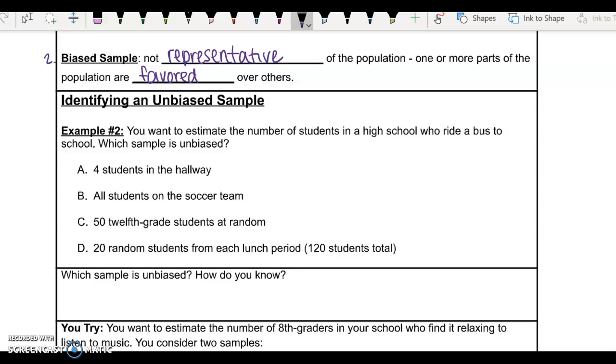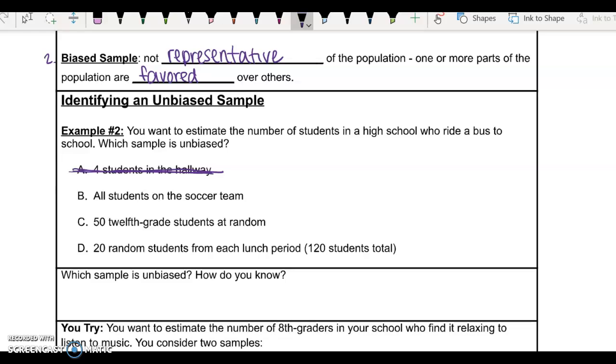It's not A, 4 students in the hallway, because typically when you're in the hallway talking to your friends, your friends or 4 people together all have something in common. I know at Park Hill South, their hallways are kind of divided by lockers. So you have the freshman hallway, the sophomore hallway, junior, and senior. So if you pick 4 students randomly in the hallway, but you're standing in the freshman hallway, typically freshmen would ride the bus because they don't have a license, they can't drive. So it would be biased. You know what hallway you're going into before you collect the data.